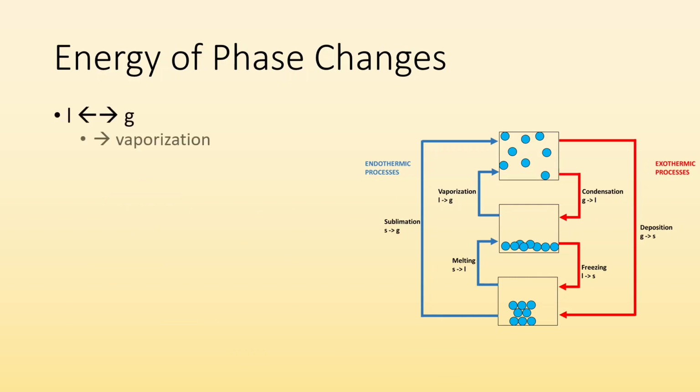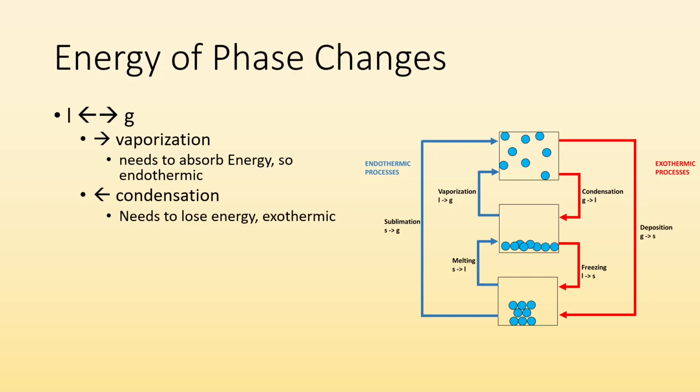Right, between liquid and gas. Liquid to gas is vaporization. It needs to absorb energy, so it's endothermic. You want to boil off some water, you've got to heat it up. That water needs to absorb the heat, it's endothermic. The opposite direction, exothermic, is condensation. That water vapor needs to lose energy, which is an exothermic process.